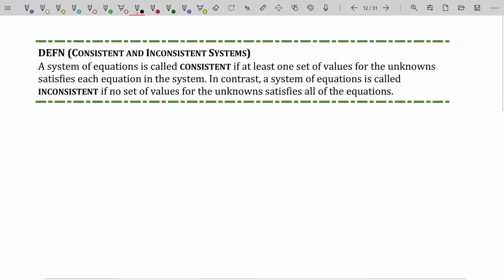That type of thing. And as far as types of systems that are linked to the solutions here, we have two types: consistent and inconsistent systems. Again, this is a reminder of stuff you learned in the past. A system of equations is called consistent if at least one set of values for the unknowns satisfies each equation in the system. That is, if it has a solution. It could have infinitely many, but at least one solution. That's all I care about. If it has at least one solution, then we call the system consistent. In contrast, a system of equations is called inconsistent if there are no solutions. That's a fast way of saying it.